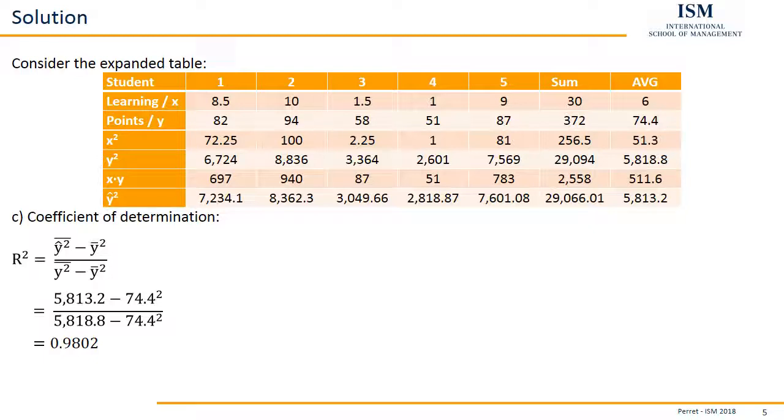0.9802, which means that our regression line, and therefore the learning, can explain 98.02% of the variance of our dependent variable, so it can explain roughly 98% of the points someone gets in the exam. This is a pretty good result, considering that the coefficient of determination can at most be 1 or 100%. So this is a really good result.